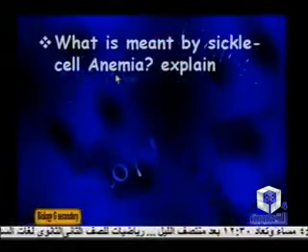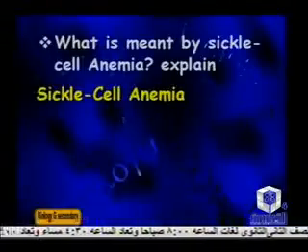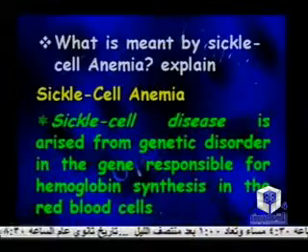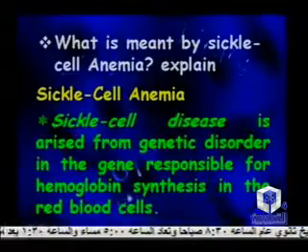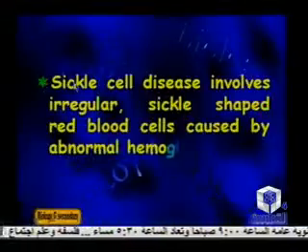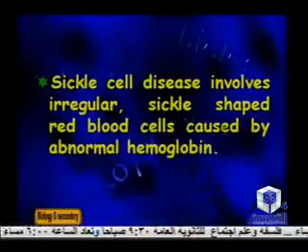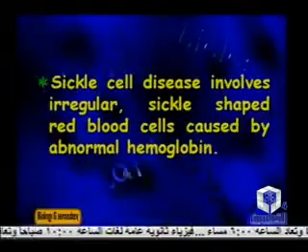What is meant by sickle cell anemia? Explain. Sickle cell anemia is a disease arising from a genetic disorder in the gene responsible for hemoglobin synthesis in the red blood cells. Sickle cell disease involves irregular sickle-shaped red blood cells caused by abnormal hemoglobin.